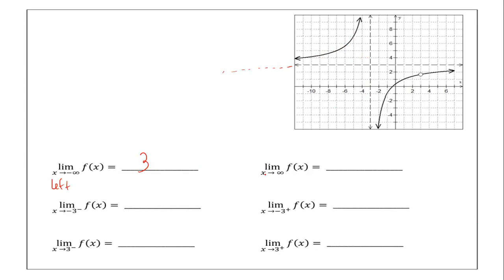This is saying the limit as x goes to positive infinity. So we're asking, as it goes forever to the right, what is your function doing? What is it trying to approach? 3. Is it ever going to actually touch it? No, but it's good to have goals.